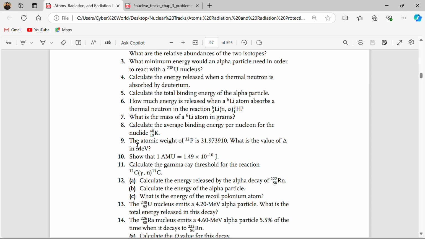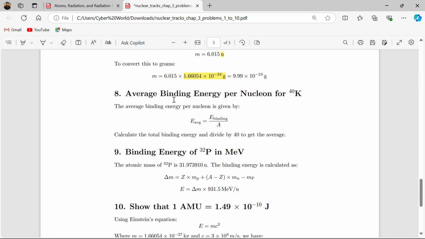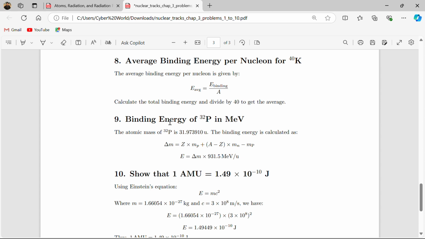Our ninth problem is: calculate the atomic weight of phosphorus-32, whose atomic weight is given as 31.973910. What is the value of delta, meaning energy, in mega electron volts? Now the atomic weight of the nuclide is given. In this case, phosphorus is given, which is 31.973910. You have to find the energy in mega electron volts. So this is how you can find the energy.